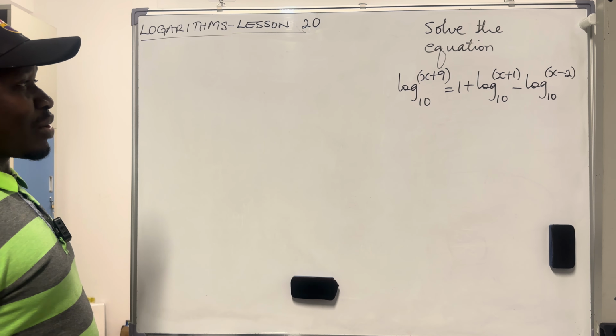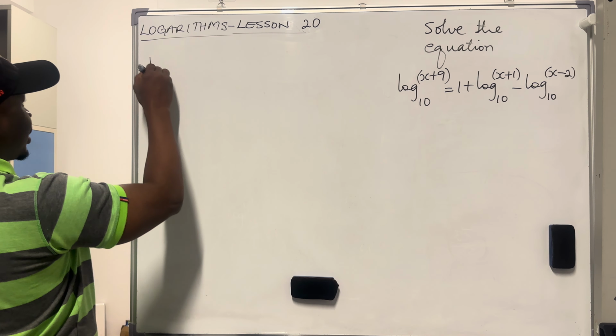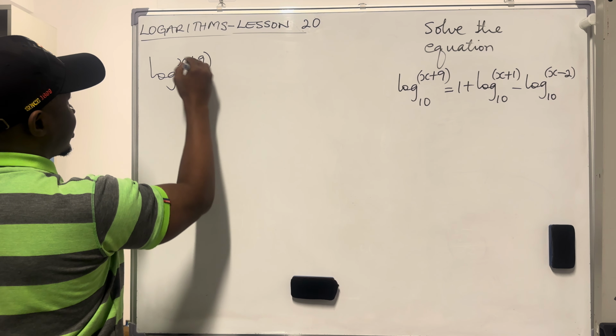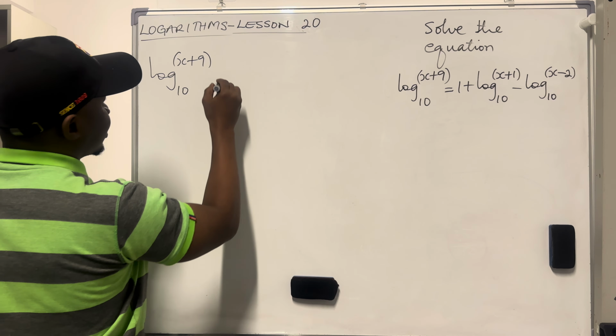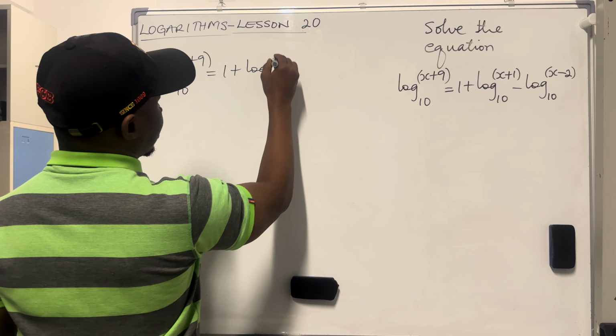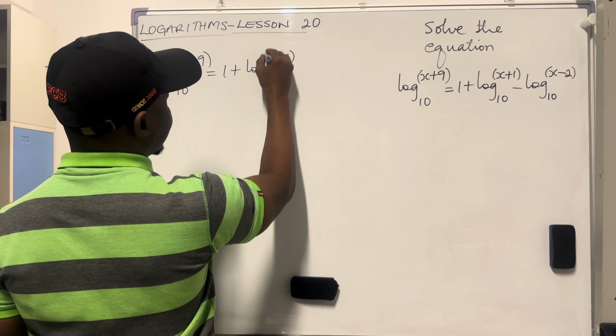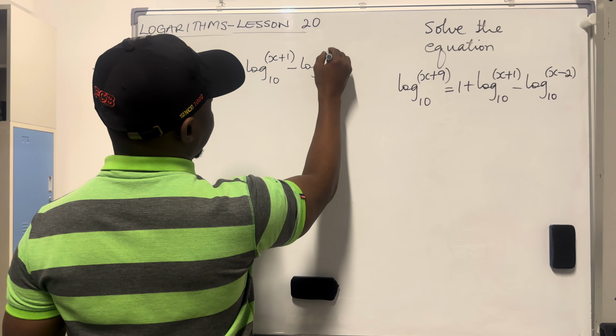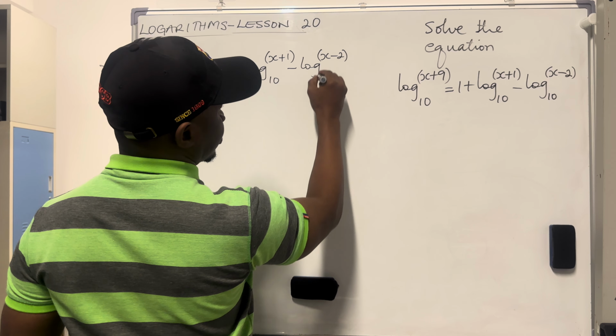This is to solve an equation. The equation reads log(x + 9) base 10 equals 1 plus log(x + 1) base 10 minus log(x - 2) base 10.